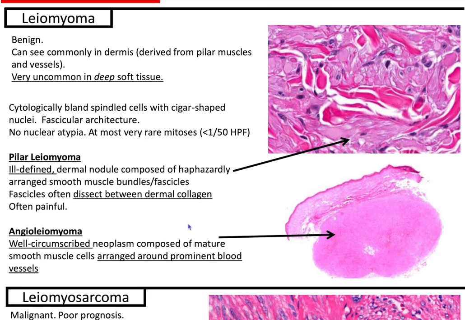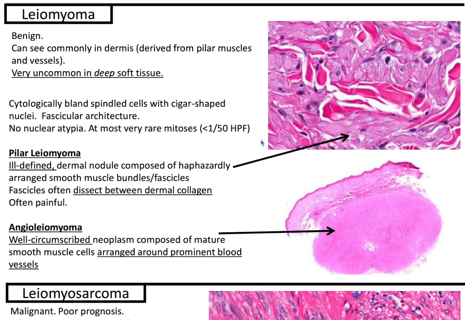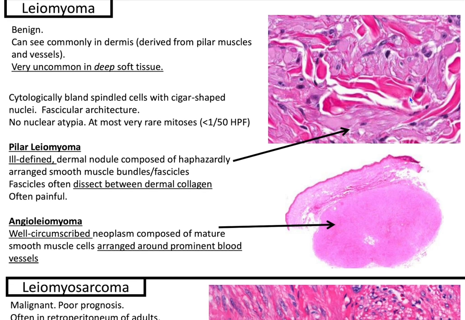You can have a pilar leiomyoma, which is an ill-defined dermal nodule composed of haphazardly arranged smooth muscle bundles, and the fascicles often dissect between the dermal collagen and are oftentimes painful. And an angioleiomyoma, which is a well-circumscribed neoplasm composed of mature smooth muscle cells with prominent blood vessels within.